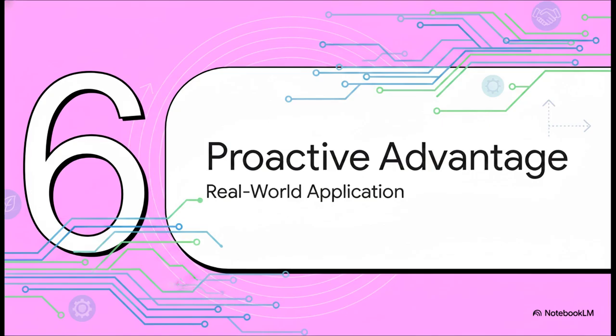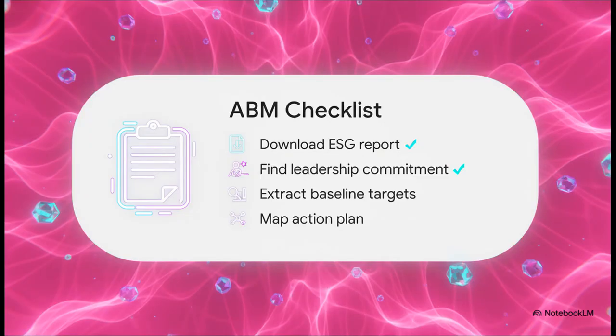Section 6. Unlocking Proactive Market Advantage. So, what does this all mean for you tomorrow morning? Here is your advanced, totally actionable checklist for your next business development sprint. Do not just stop at their website or their LinkedIn page. Step 1. Download the ESG report. It should literally be the first thing you do before a discovery call.